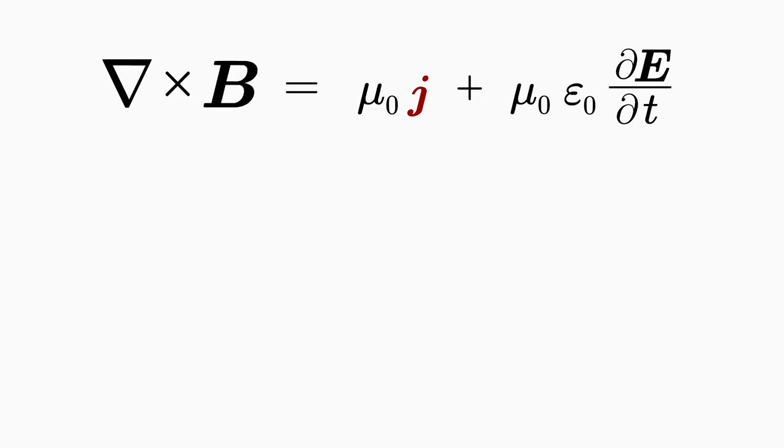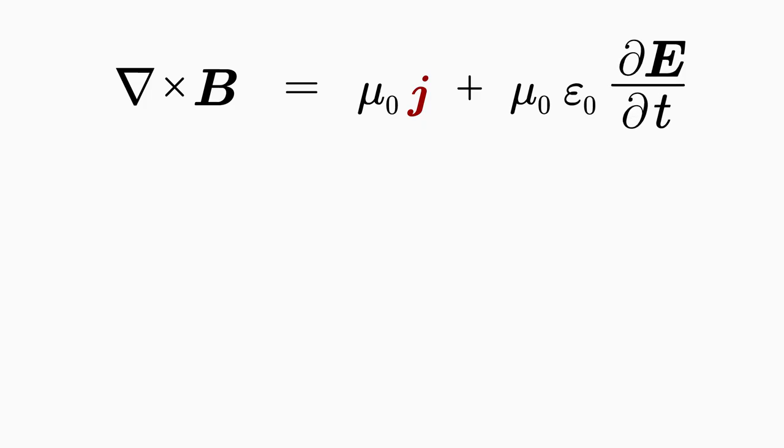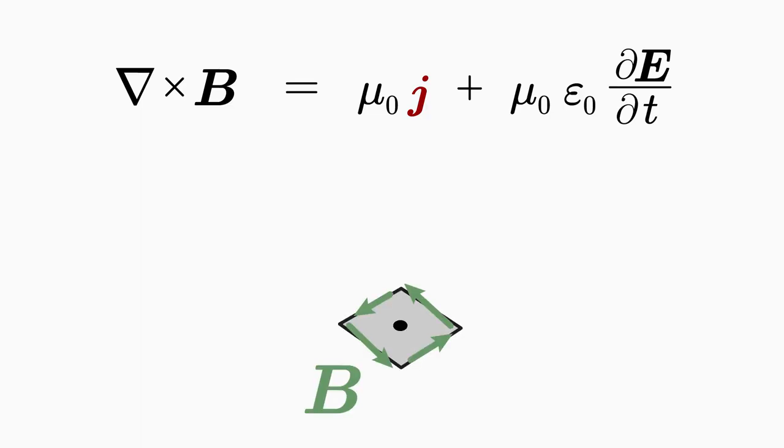Curl of B is equal to mu0 times J plus mu0 epsilon 0 times the change of the electric field over time. The differential form thus states that the curl of the magnetic field B at a point in space is caused in two ways, by the current density J and by an electric field changing at this point in space.